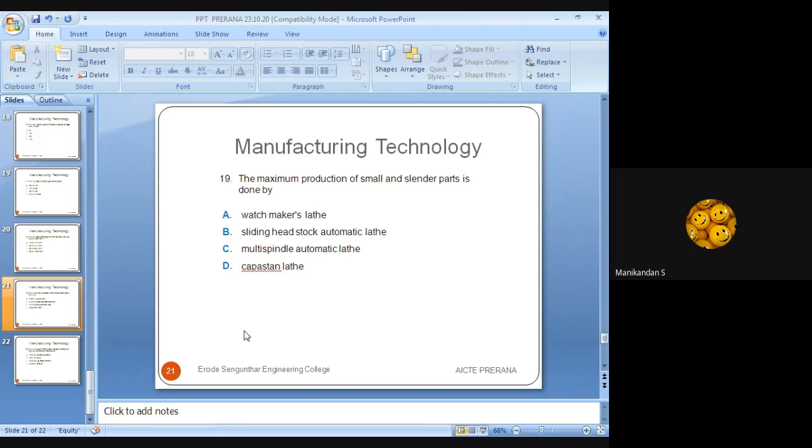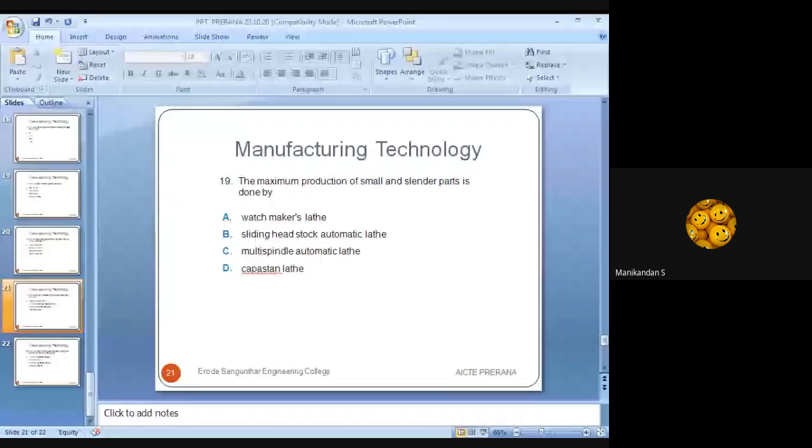Next one. The maximum protection of small and slender parts is done by: watchmaker's lathe, sliding headstock automatic lathe, multi-spindle automatic lathe, or capstan lathe.